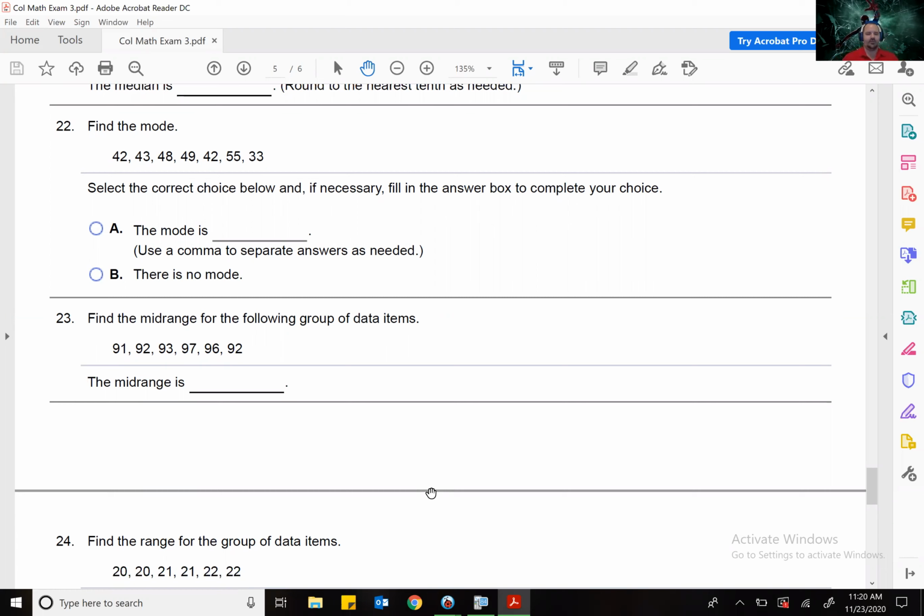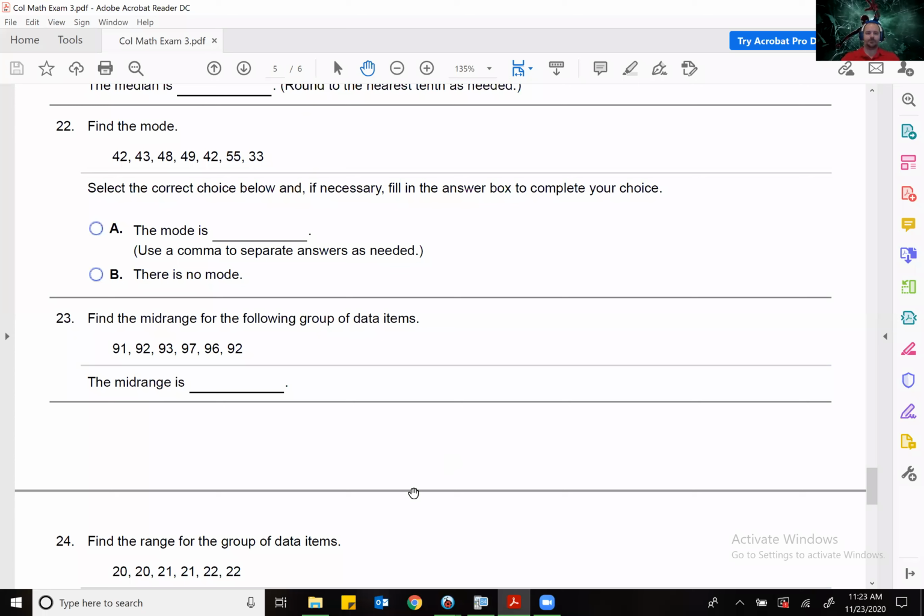23, find the mid-range. Okay. So the mid-range for us, sorry about that little pause. I had to go and check on something real quick. So mid-range, all you're going to do is take the largest data entry, add it with the smallest data entry, and then divide by 2.